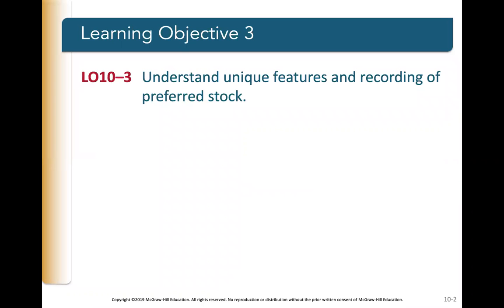In order to attract wider investment, some corporations issue preferred stock in addition to common stock. Preferred stock is preferred over common stock in two ways. The first, preferred stockholders usually have first rights to a specified amount of dividends. It's normally a stated dollar amount per share or percentage of par value per share.